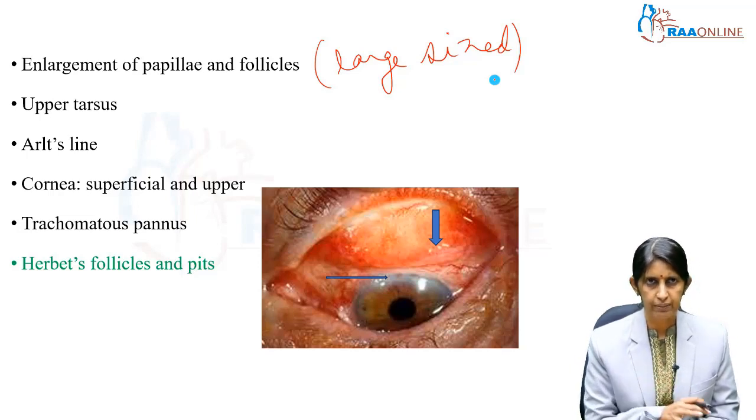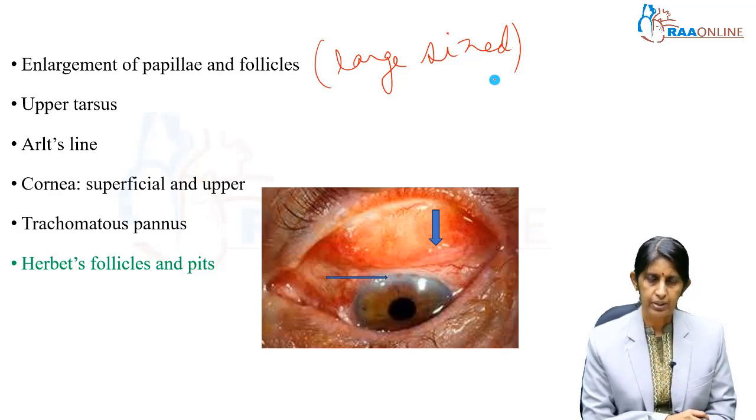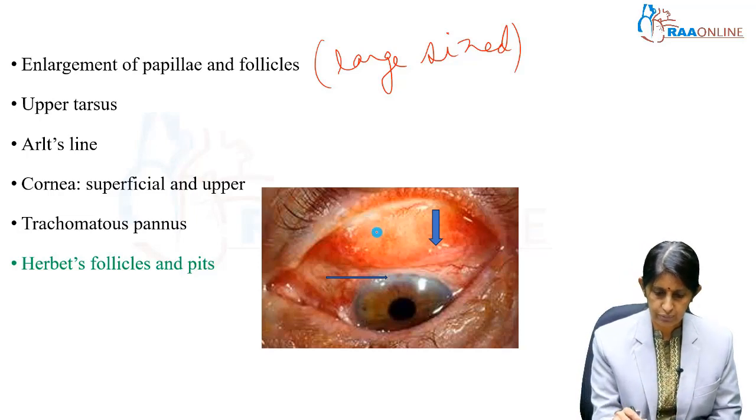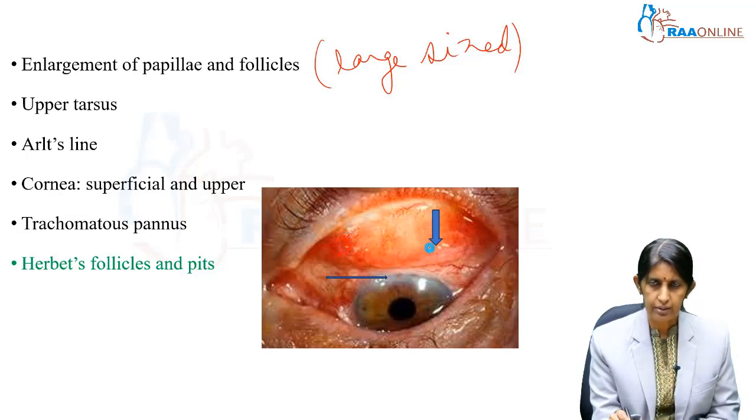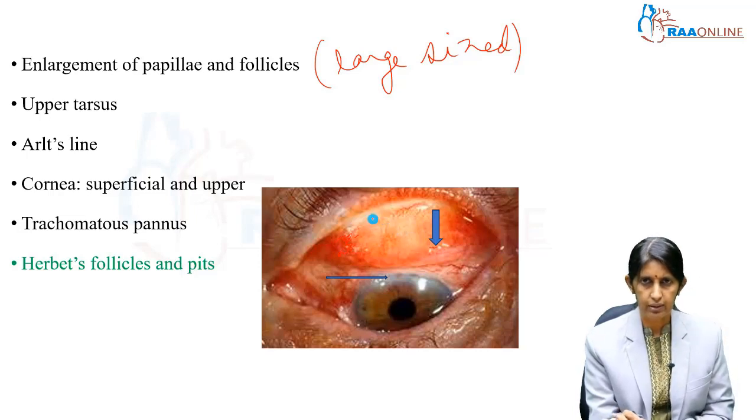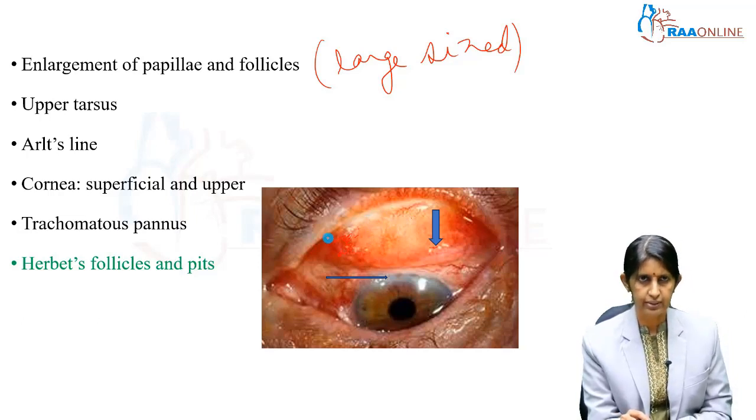Papillae are flat-topped elevations and they occur in the upper tarsus. So like you can see in the picture, if you evert the upper lid, these areas that you're seeing probably are the papillae. And again here also you're seeing papillae, and there is also a conjunctival congestion. And Arlt's line are subtarsal scars that occur in the tarsal conjunctiva.